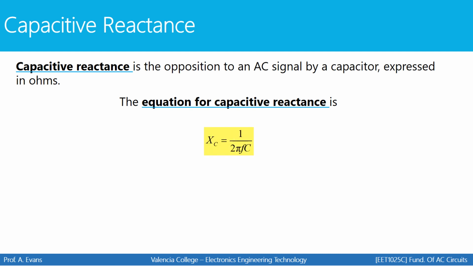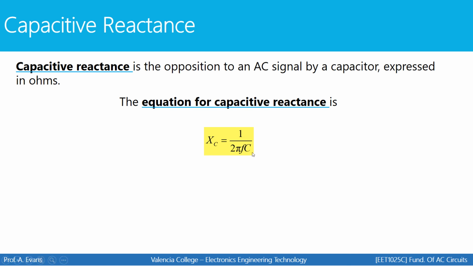The equation for capacitive reactance is 1 divided by 2 pi fC. You know what pi stands for, 3.14. F is going to be the frequency of your AC signal. So you're going to have a circuit that's going to have an AC source. Remember, that's going to be a circuit that's delivering a sine wave. And that sine wave has a particular frequency. You're going to use that frequency for F.